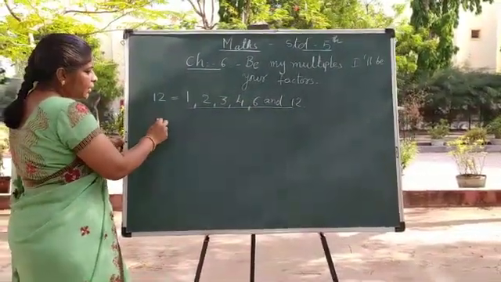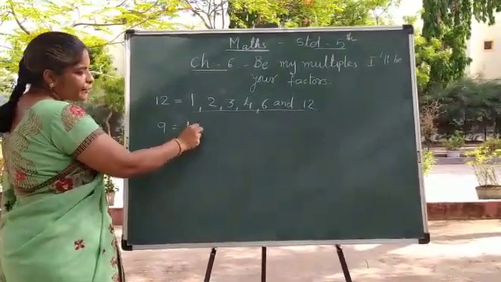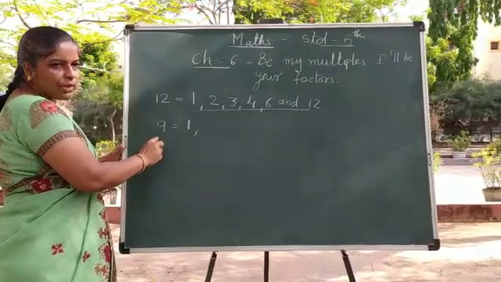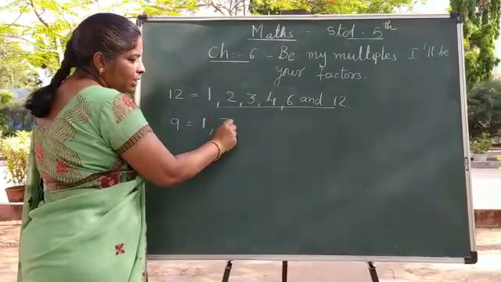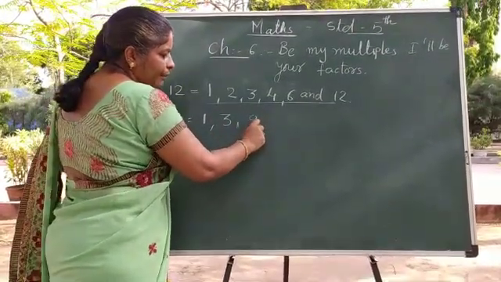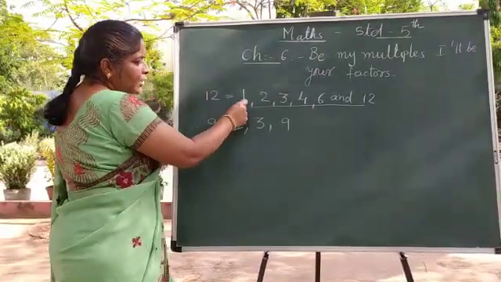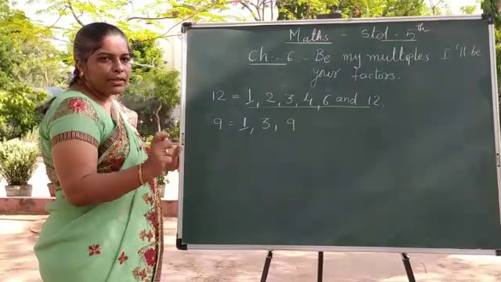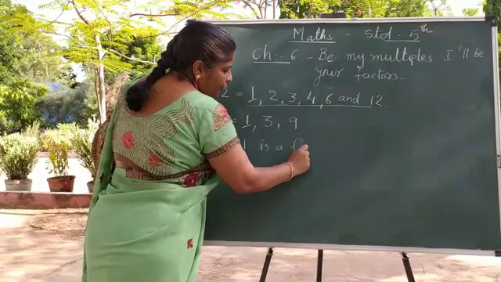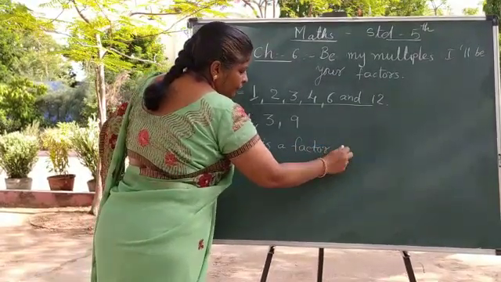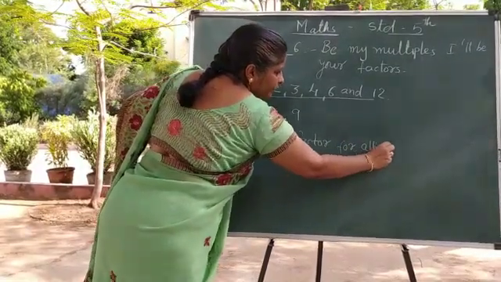Here you will see another example, 9. 1 nine is 9. It doesn't come in the table of 2 because 2 is even and 9 is odd. So go for 3. 3 threes are 9, and directly you will get the 9. 9 ones are 9. So 1 is a common factor for all the numbers. 1 is a factor for all numbers.